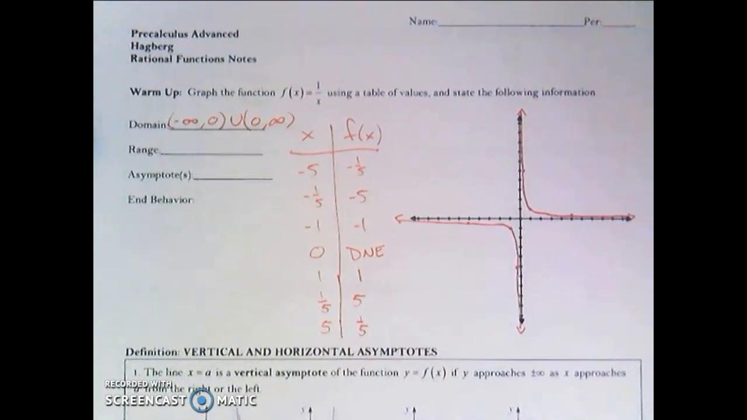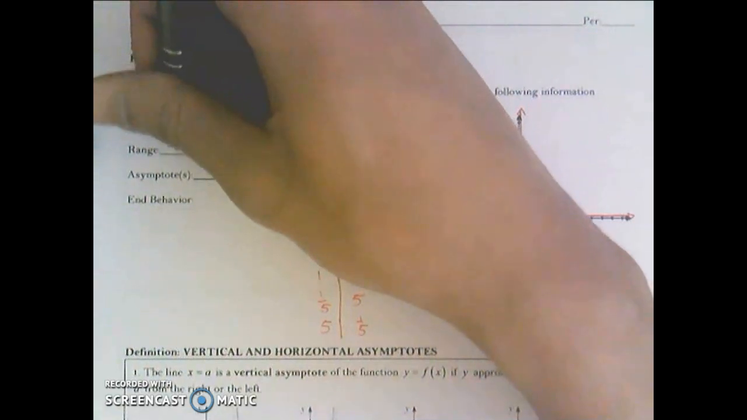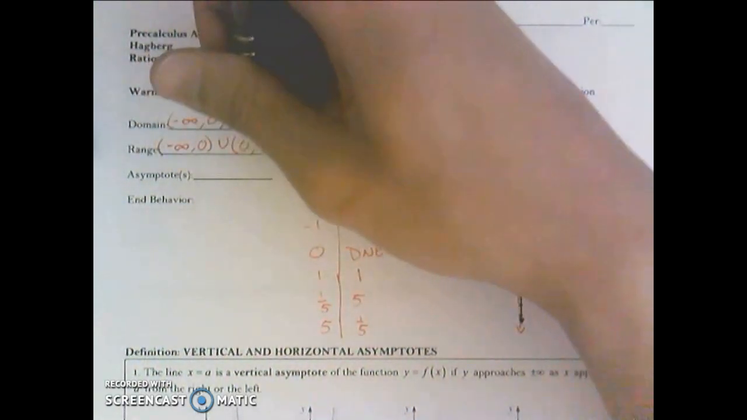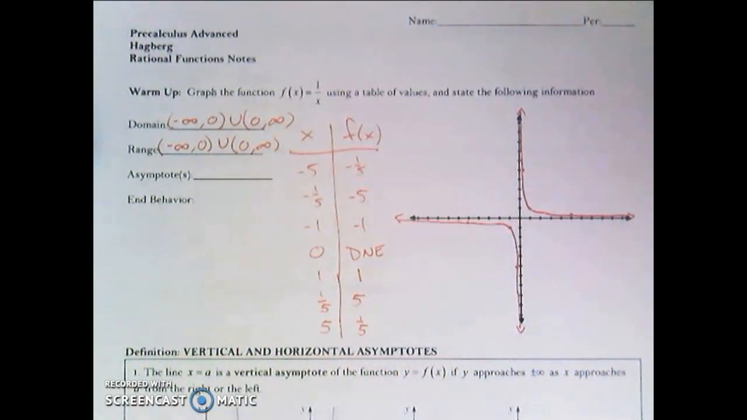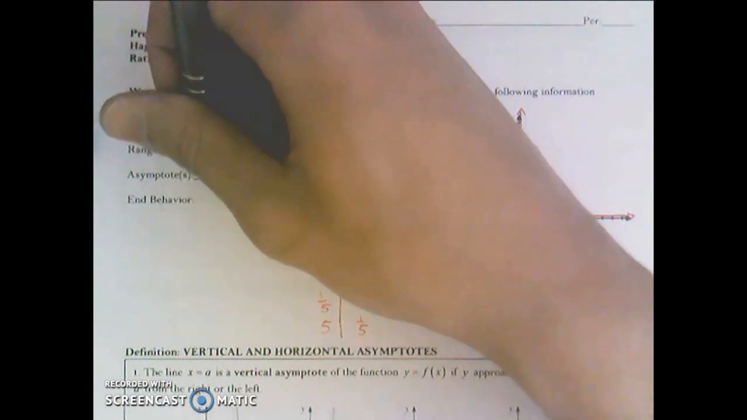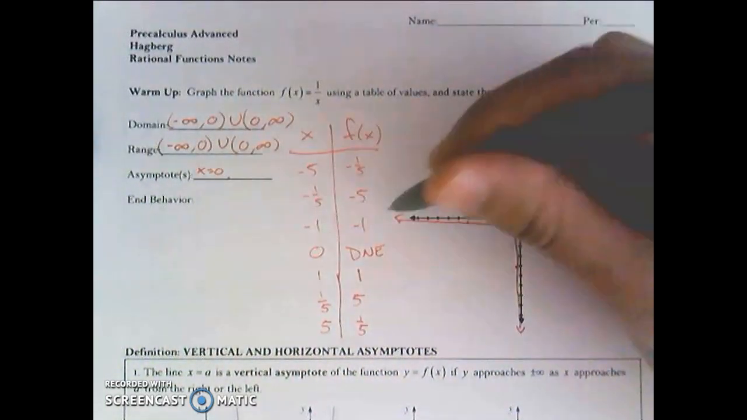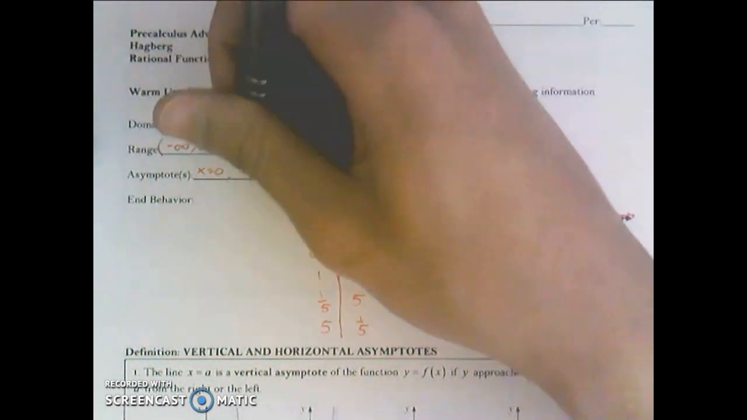Our range, so for what y values do we hit? We hit every y value except for 0. So likewise, our range is going to be from negative infinity to 0, and 0 to infinity. Our asymptotes, we've got a vertical asymptote at x equals 0, and we've got a horizontal asymptote at y equals 0.